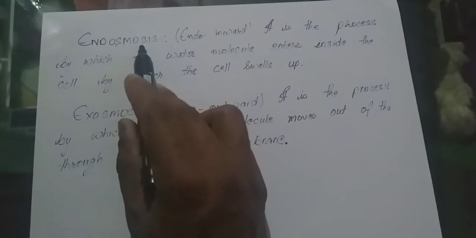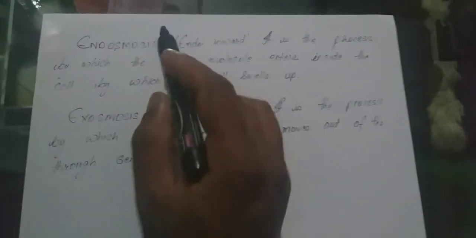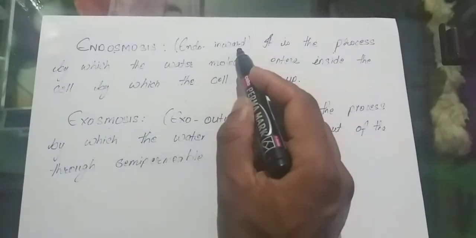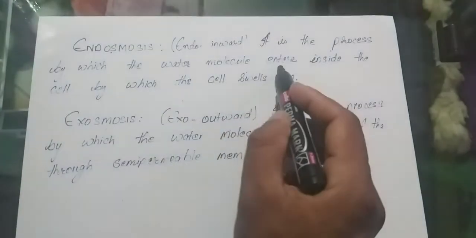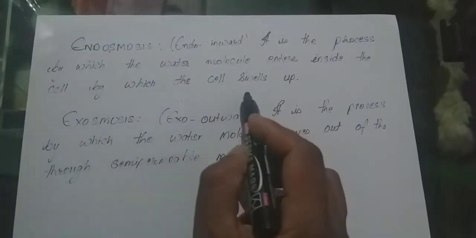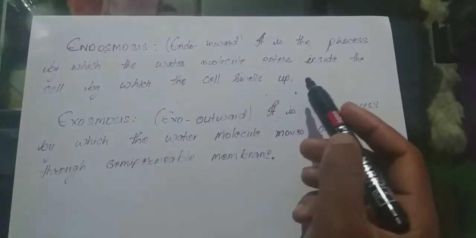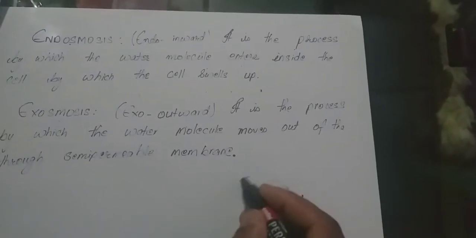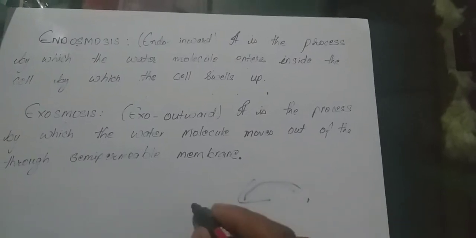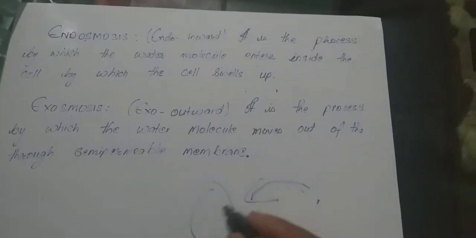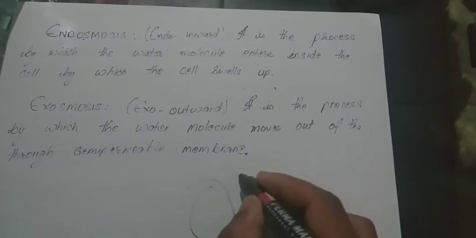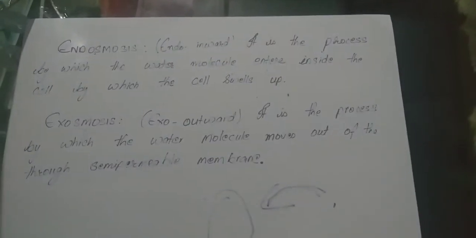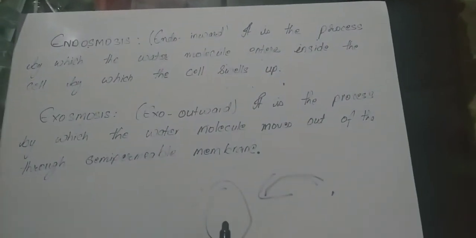Osmosis includes endosmosis and exosmosis. Endo means inward and exo means outward. So endosmosis is the process by which water molecules enter inside the cell, by which the cell swells up. Suppose this is a cell, and when water molecules enter inside the cell, it inflates a little bit. That means it increases in size, so it swells up. That particular process is known as endosmosis.